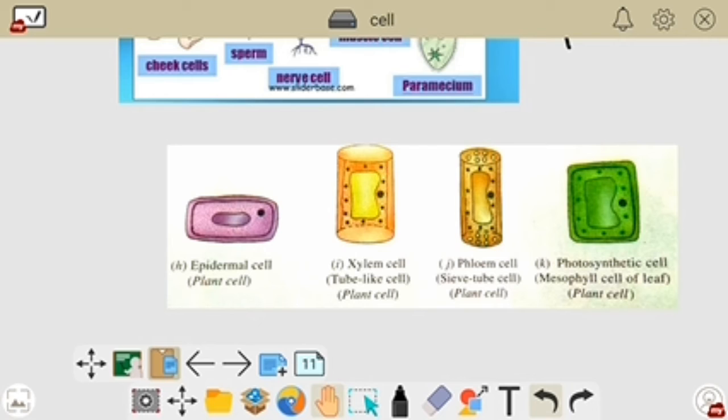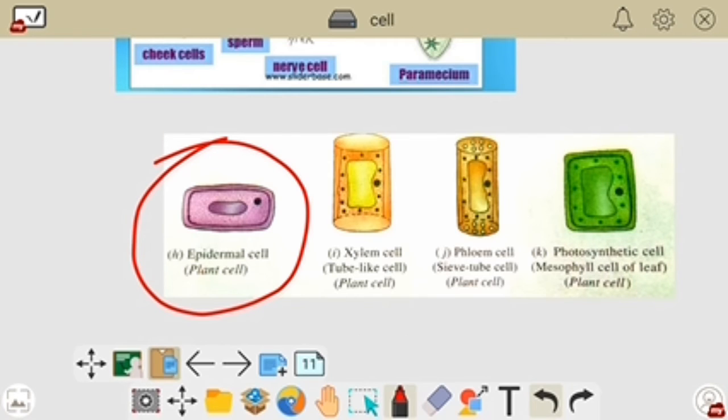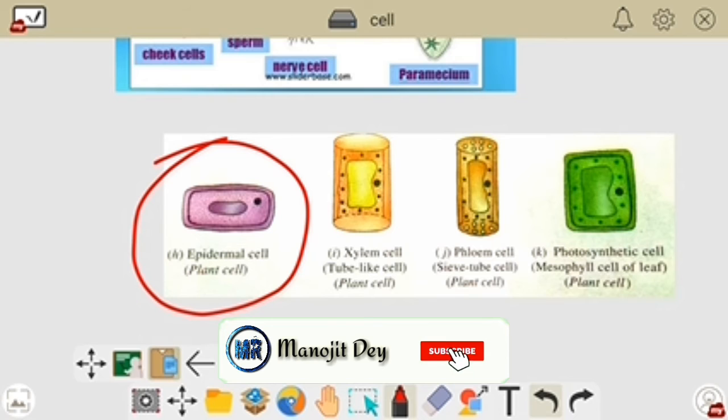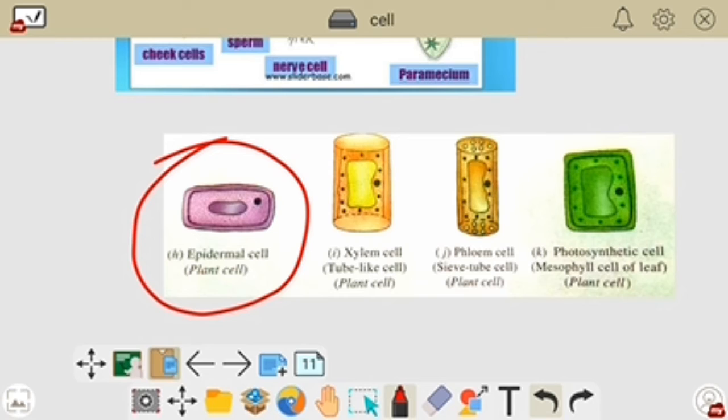Different shapes of plant cells have different functions. The epidermal cell is present in the outer layer of the plant organs. That is why the epidermal cell protects the cells below it. This is the function of the epidermal cell. Its function is to protect the other cells below it, because it is present in the layer of the plant organs.